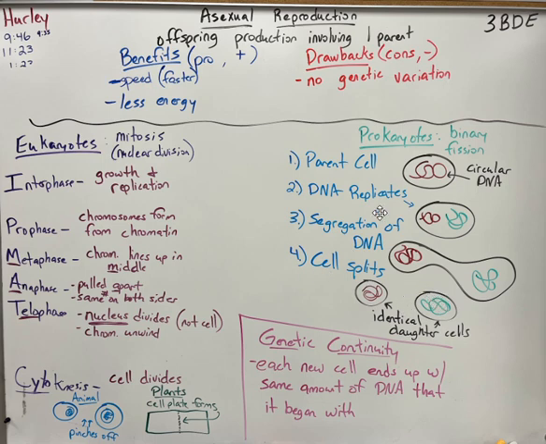So for both of these processes, we have genetic continuity. So genetic continuity is kept because we start out with a certain amount of DNA, and each of the cells that happen in this binary fission, or in this case over here mitosis and cytokinesis, the cell cycle, we end up with the same amount of DNA in each daughter cell as we had in the parent cell. And again, genetic continuity is down here at the bottom. Each new cell ends up with the same amount of DNA that it began with.